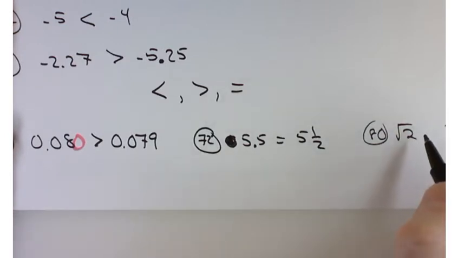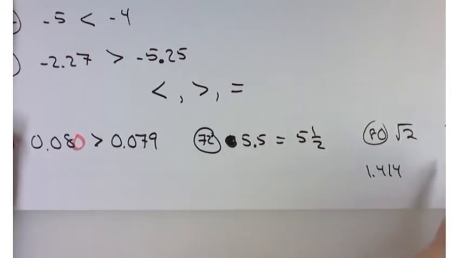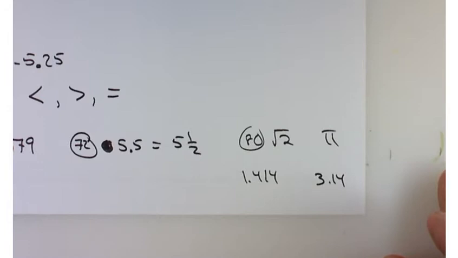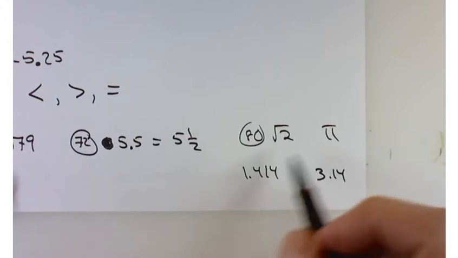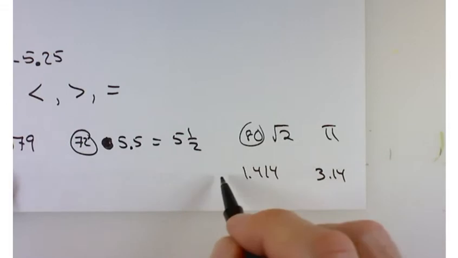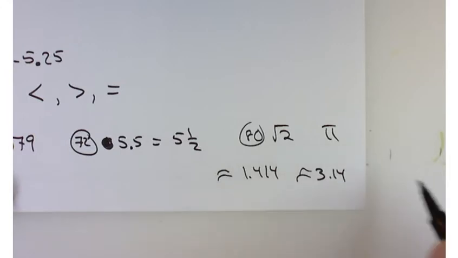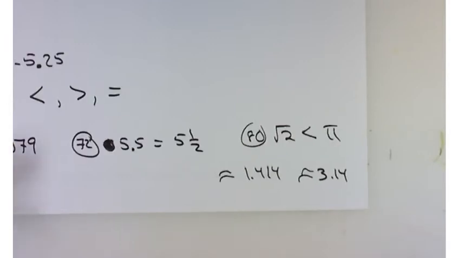Anyone for the last one? Problem number 80? Square root of 2 is about 1.414. We just went over pi, 3.14925. Sorry about that. So, which inequality should I use here? Less than. By the way, this symbol, and I think it's one of your homework problems, kind of a squiggly equal sign, is an approximation. So, square root of 2 is less than pi.